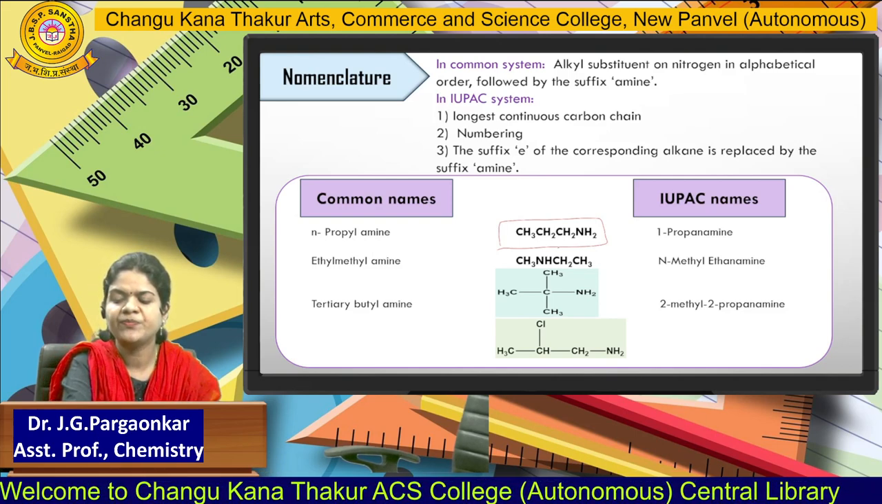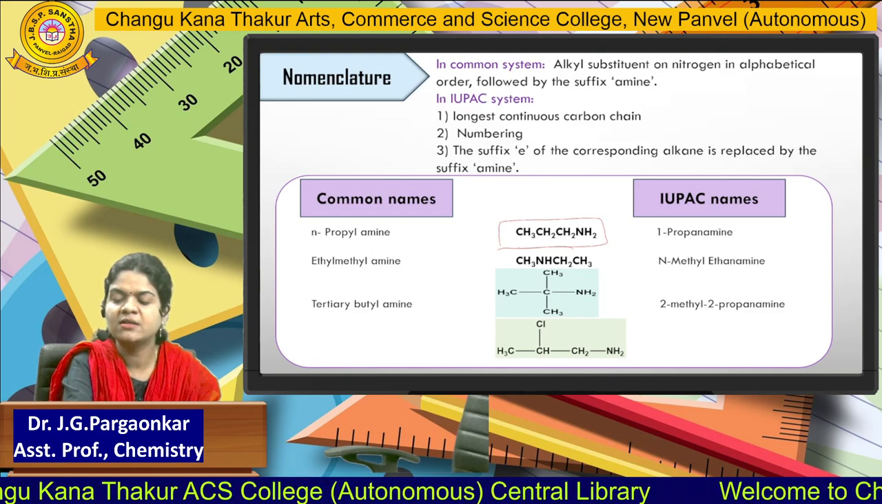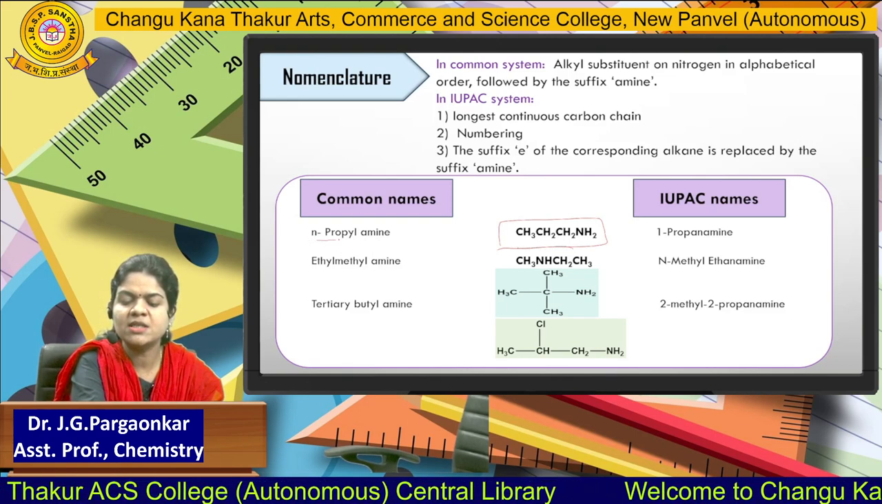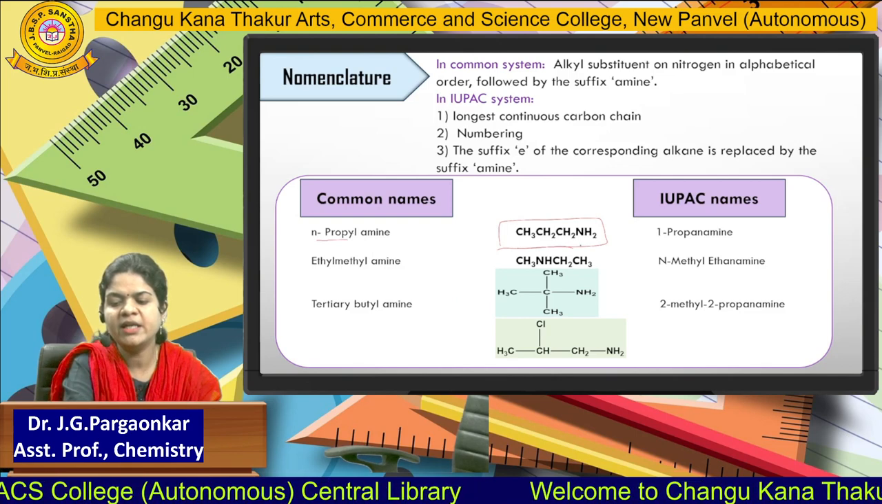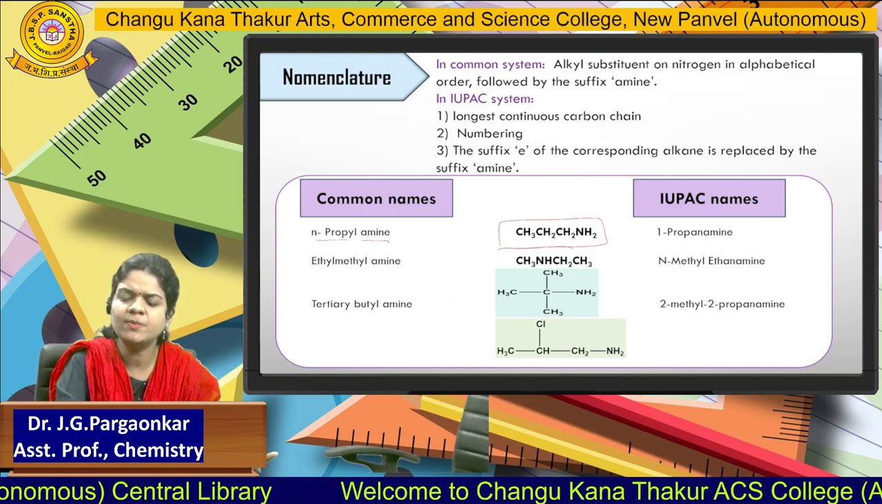So let's see. Here only one alkyl substituent is there. What is that? Propyl. So the name has the alkyl substituent propyl, and ending with the suffix, we have to use amine. So I use the amine.